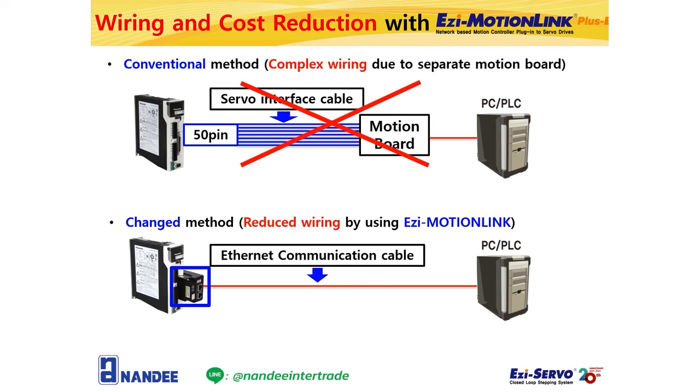With this, you can remove the complicated wiring bundle from the AC servo to the motion board. By using EZ Motion Link, a 1-axis motion controller, the customer can use 5-axis AC servo with only an Ethernet communication cable without a separate motion board. You can control these with the API that FASTECH provides.